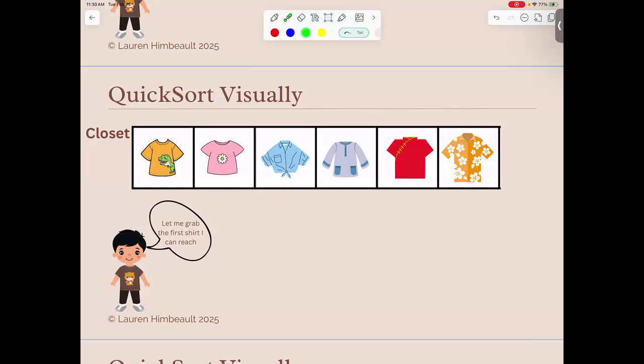I say anchoring because it's like anchoring bias, where now that we've picked this one, we're just making choices that are relative to the first shirt that we picked.